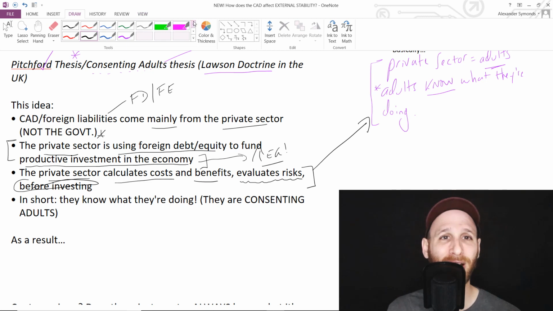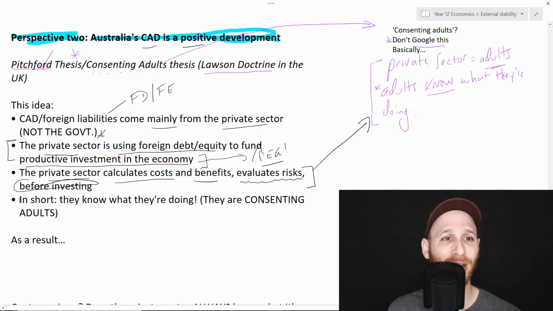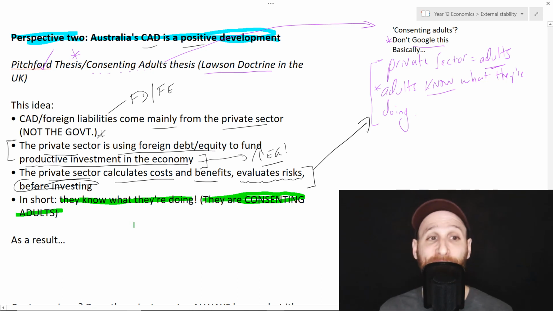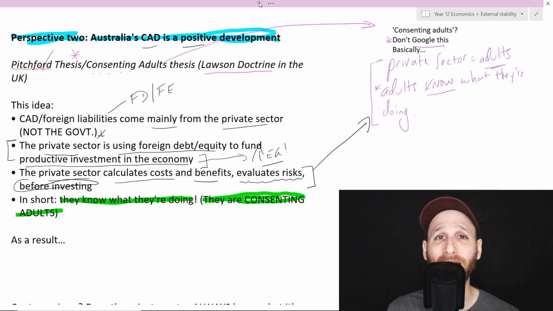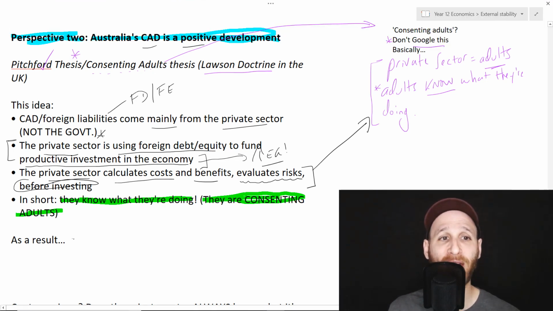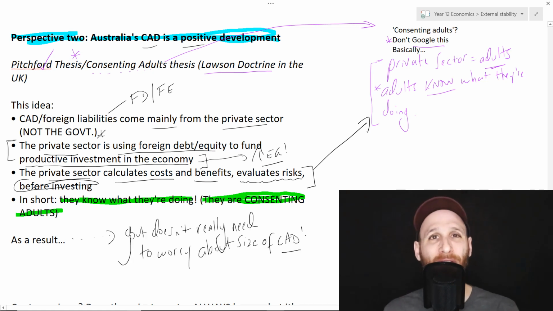So let's highlight this. Let's get a bit of green here. In short, they know what they're doing. And when I say they, I mean the private sector. And this comes back to this idea, my highlighting skills are real off today as well, that they are consenting adults, right? So the idea here is that because of all of these situations, as a result, the government doesn't really need to worry about the size of the CAD because the private sector is taking care of it.